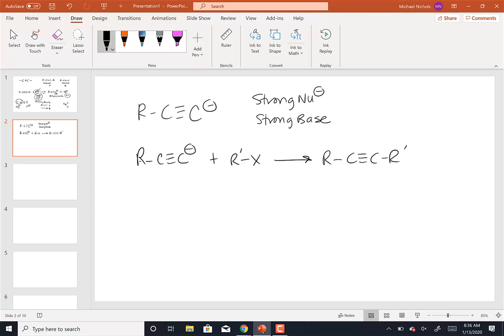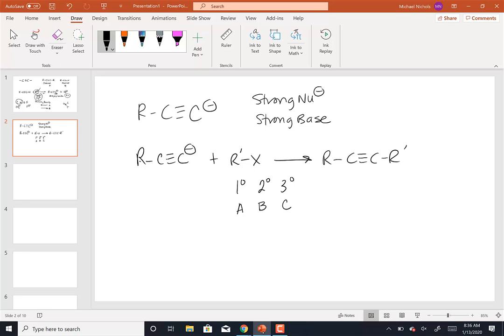Water review. So my next question is, what kind of alkyl halide will do this reaction? And your choices are primary, secondary, tertiary, and we'll leave it at that.